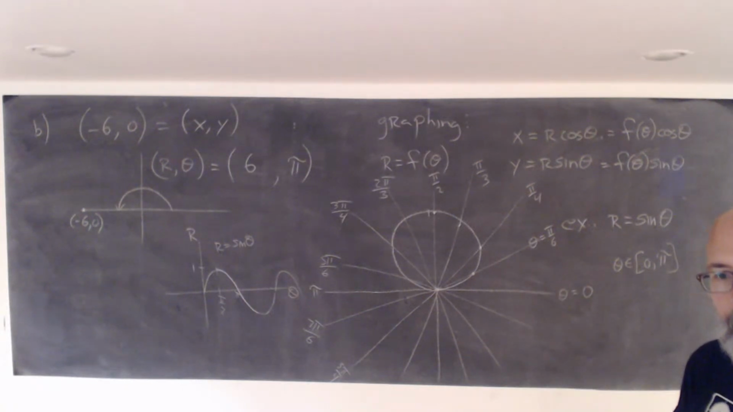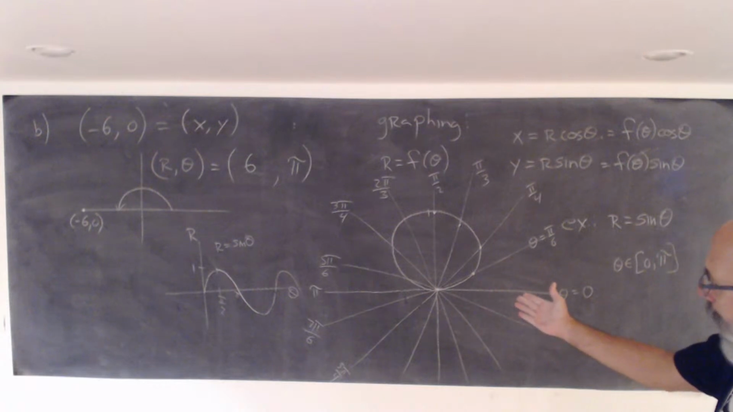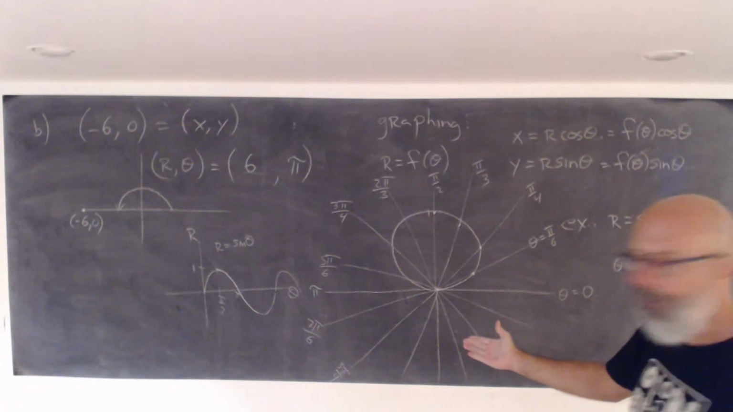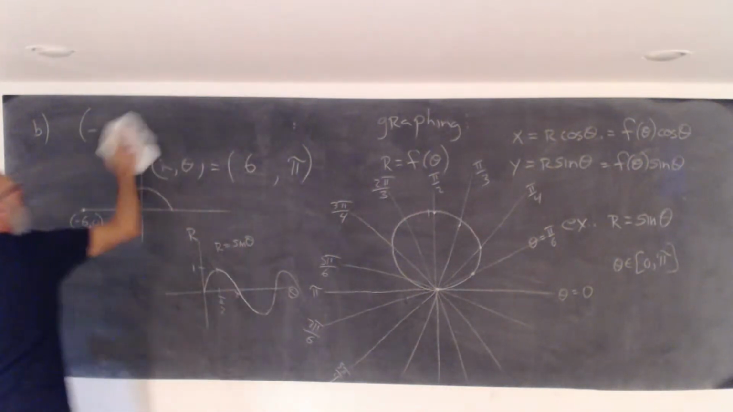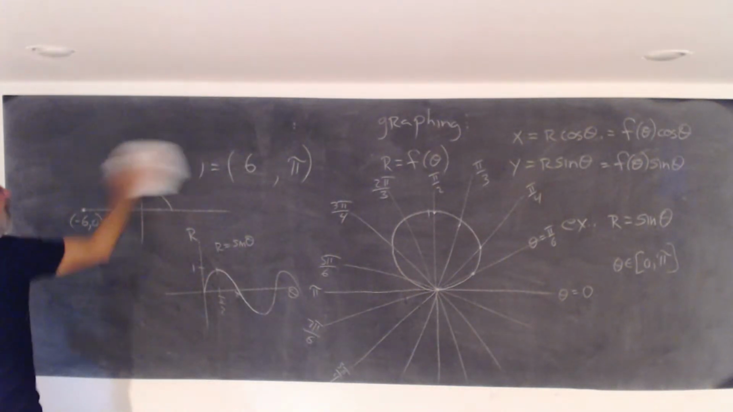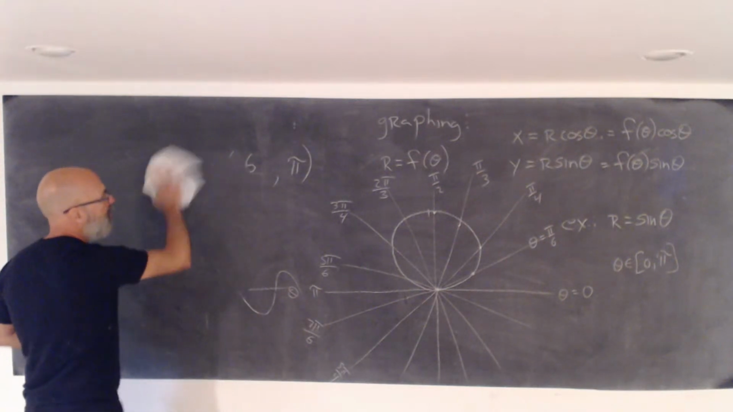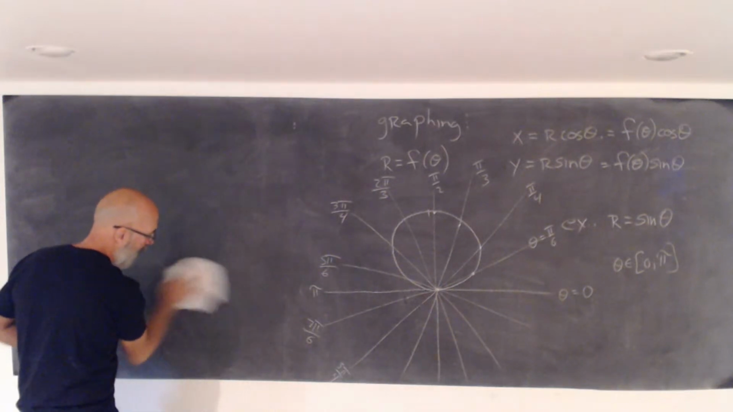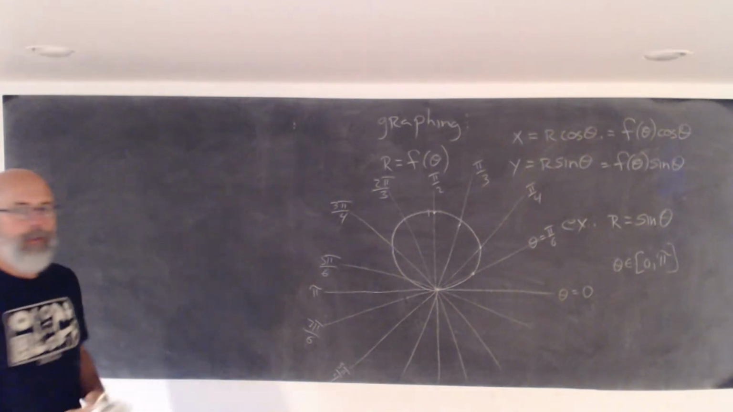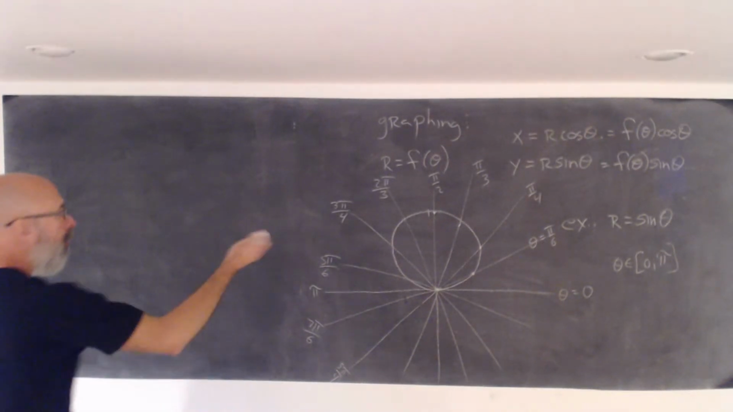Well, let me ask you this. It looks like a circle. Is it? Is it really a circle? Or does it just look like that because our graphing skills weren't all that good? Maybe it's an elliptical shape. Who knows? Let's figure it out.